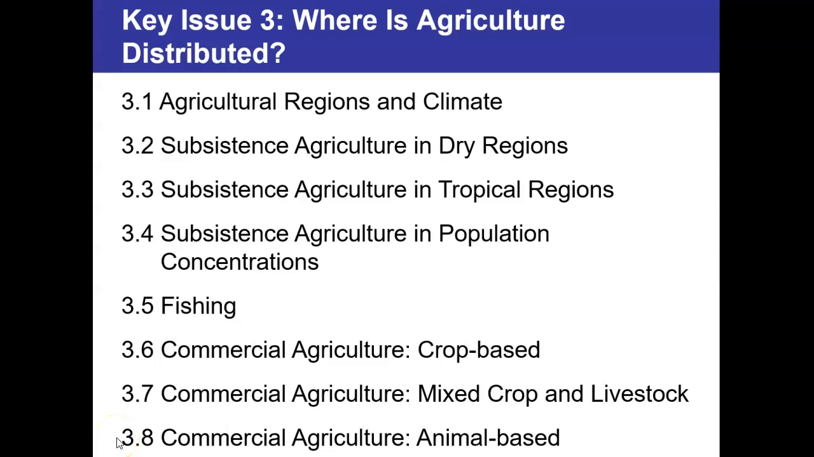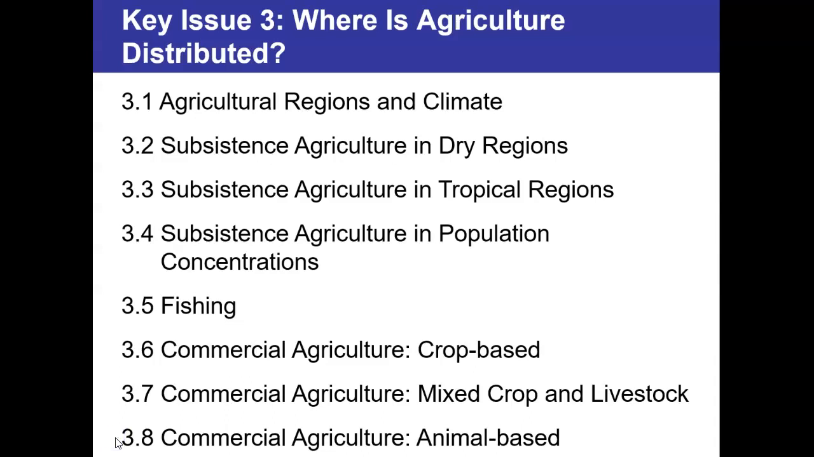The next key issue for Chapter 9 is focused on where agriculture is distributed. In order to do this, we need to understand the difference between different categories of agriculture. We will first take on subsistence agriculture, and then we will move on into commercial agriculture. This first part will focus on subsistence, agriculture that is mainly found in developing countries.